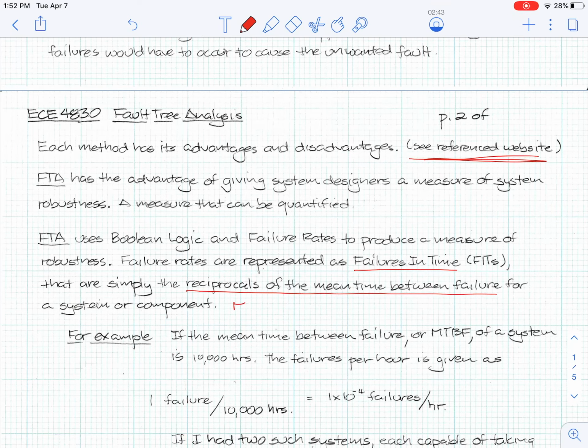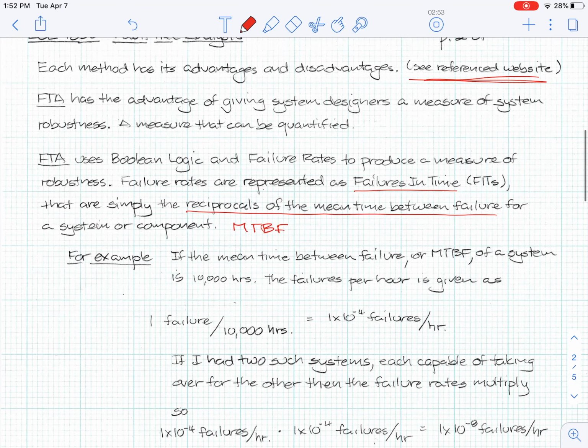So if you've got MTBF, if you've seen that in a component or something, then you can find the failure rate simply by taking its reciprocal. If the mean time between failures, say for example, is 10,000 hours, failures per hour is given as one failure per 10,000 hours, and this gives you your failures in time or your failure rate.